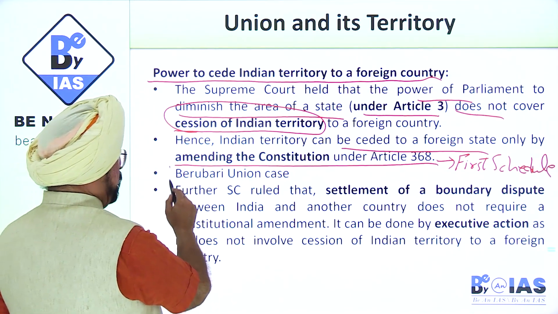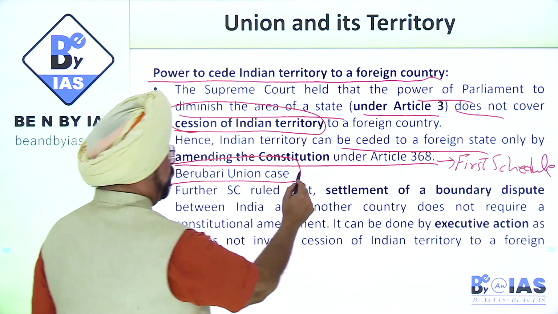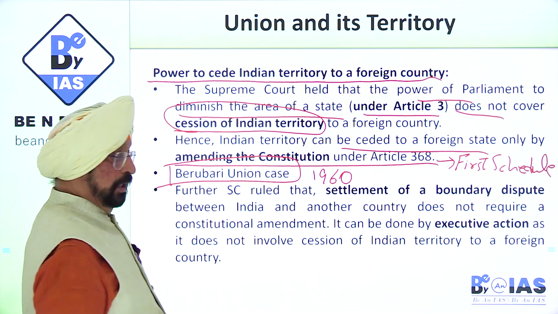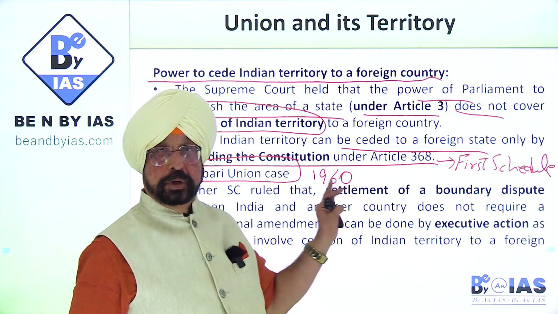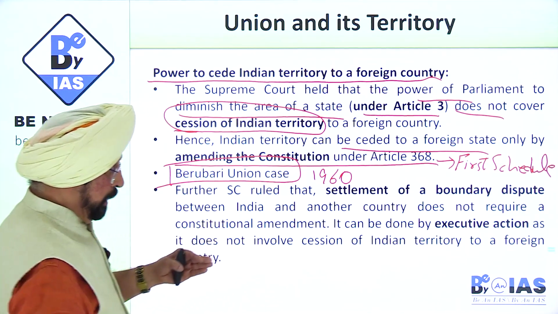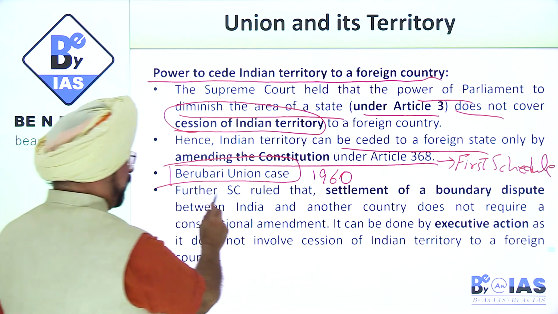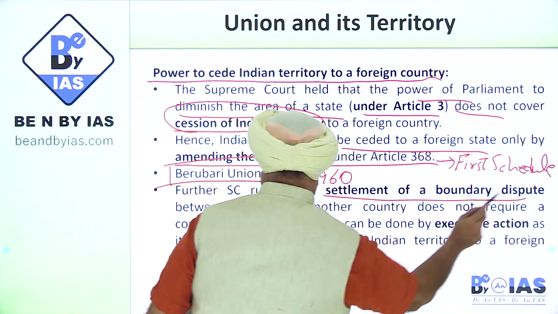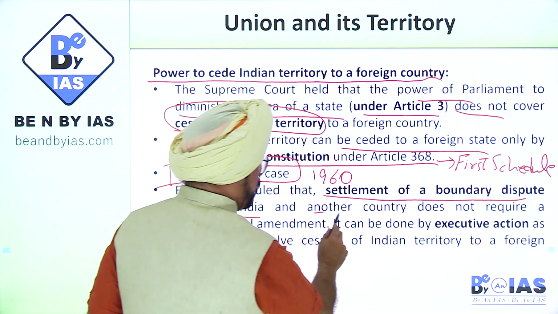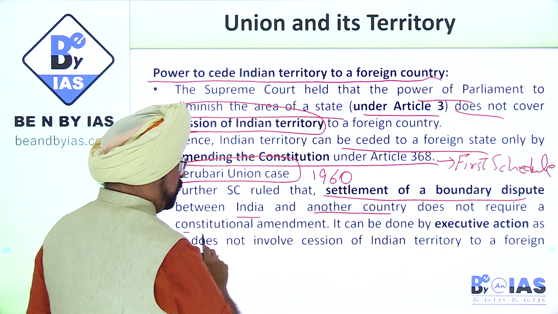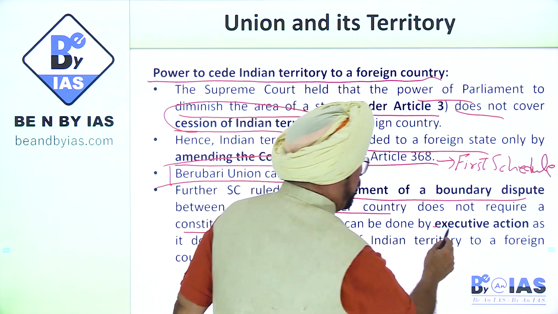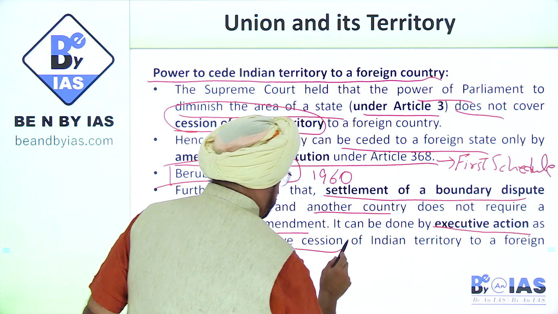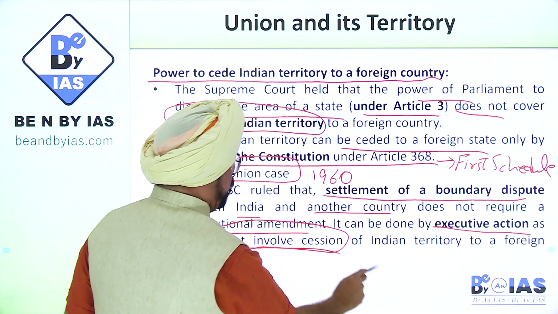The important case here is the Berubari Union case of 1960. This was a reference case with respect to adjustment of boundary, some territorial agreement. The Supreme Court ruled that the settlement of a boundary dispute between India and another country does not require a constitutional amendment. It can be done by an executive action, as long as it does not involve cession.